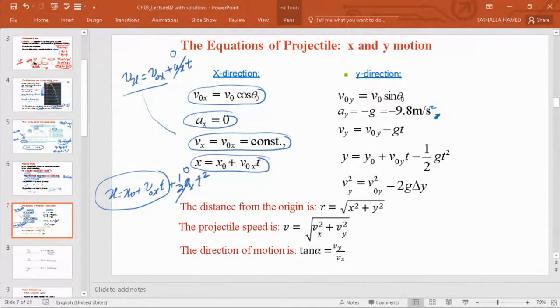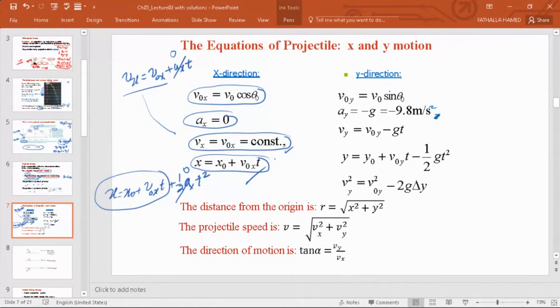So this is basically your x direction, or horizontal direction. ax is equal to 0. Your vx is going to equal v0x, which is equal to v0 cosine theta 0, and it's going to stay the same. And your position will equal x0 plus v0x t.